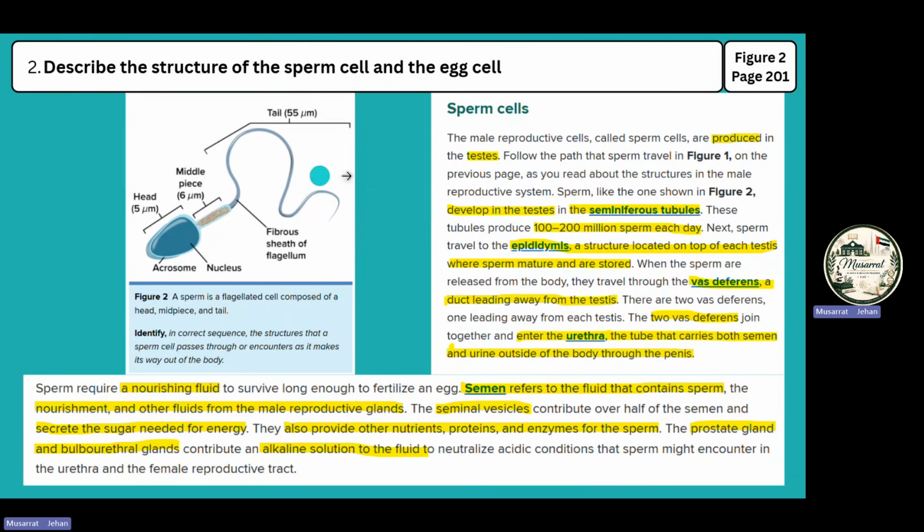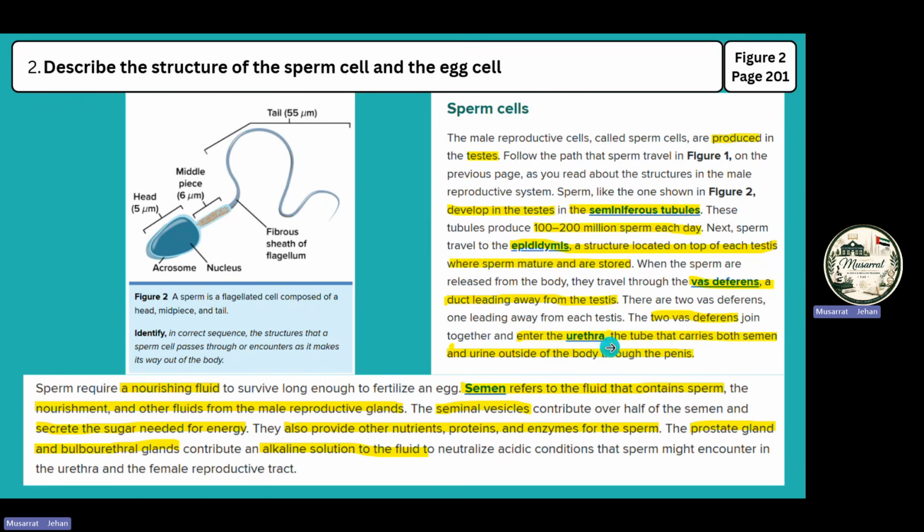Then they go to the epididymis. I told you about the epididymis. It is on top of the testis, and the sperms are stored here and they mature here. Then when they are released from the body, they go along the vas deferens. There are 2 vas deferens which enter the urethra, and they go out of the body through the urethra.